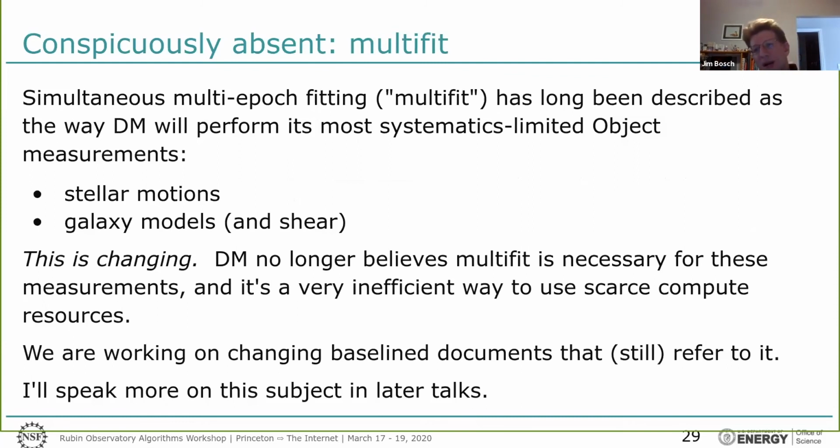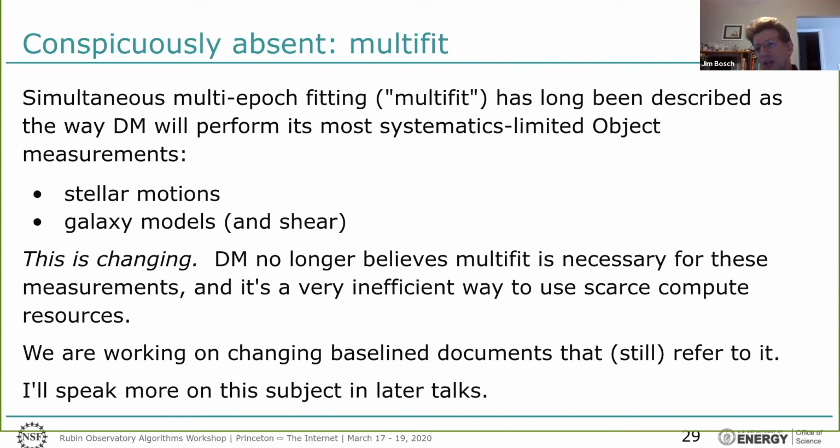Something I haven't talked about, and actually the last thing I will talk about in this talk, is multifit. So those of you who followed the project since certainly the beginning of construction will recognize that multi-epoch fitting has long been described as the way that DM will perform its most systematic limited object measurements. And that includes both stellar motions and galaxy models, especially for shear. This is changing. I think we in DM no longer believe that multifit is necessary for these measurements, and it's a very inefficient way to use scarce compute resources.